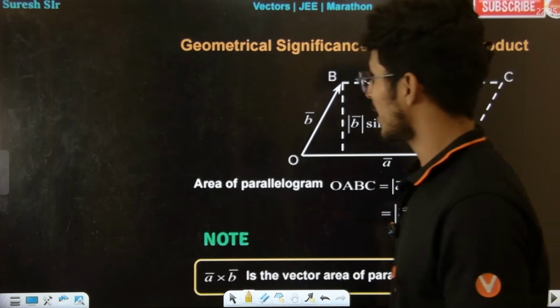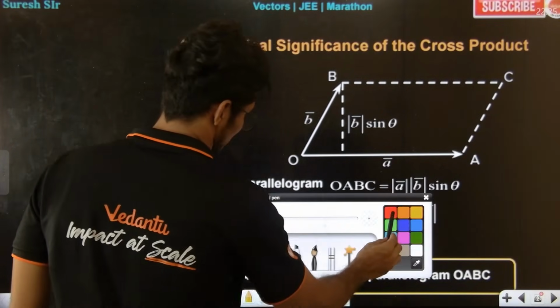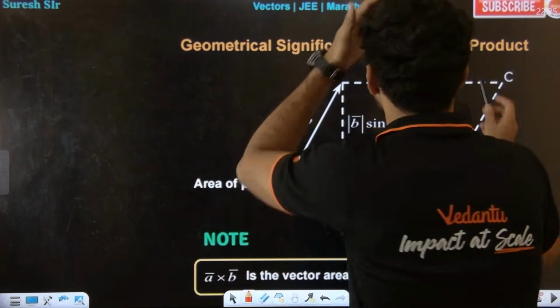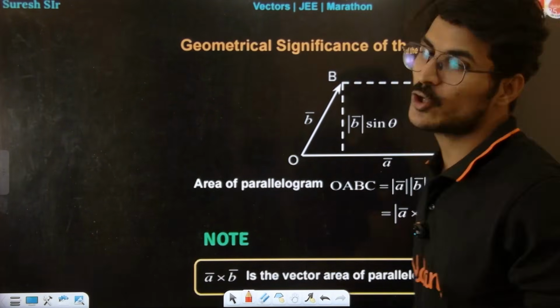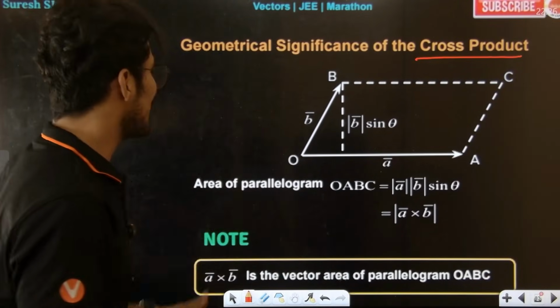Before the next question, we'll do one thing: geometrical significance of cross product. So geometrically, where do we use this cross product? To find out the area of the parallelogram, in fact, area of the quadrilaterals. What is the area of the parallelogram?